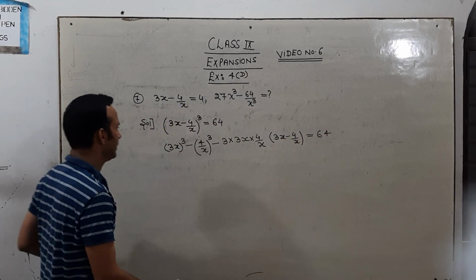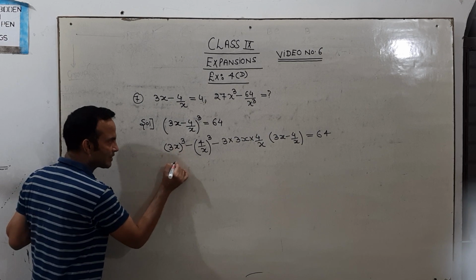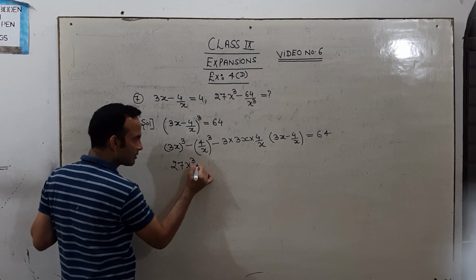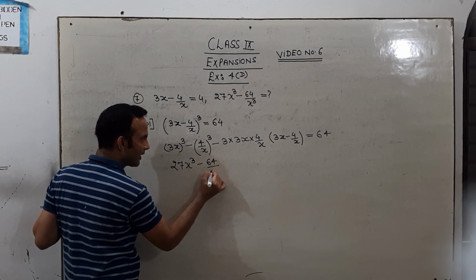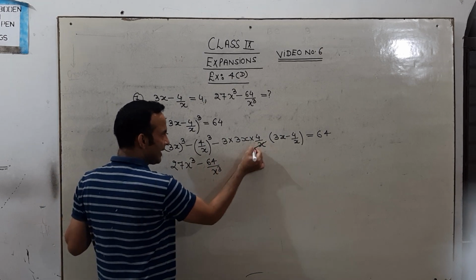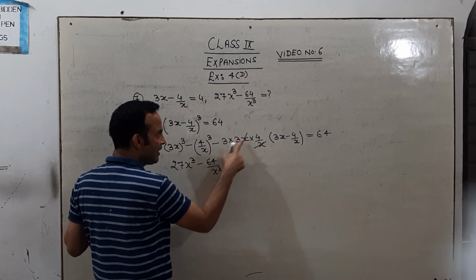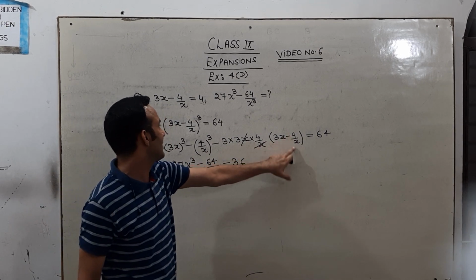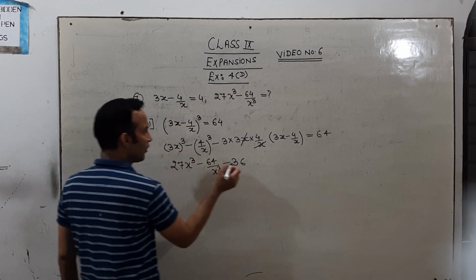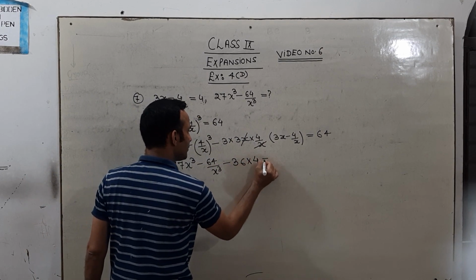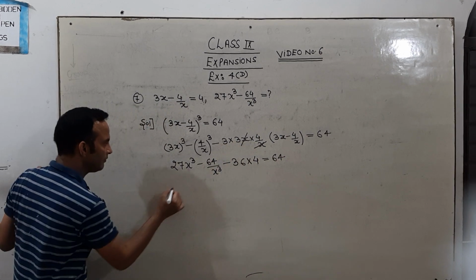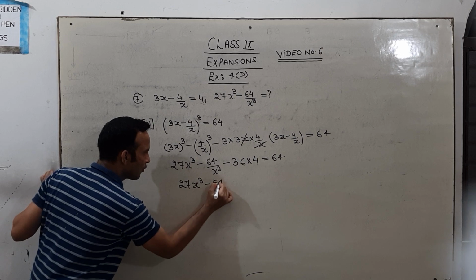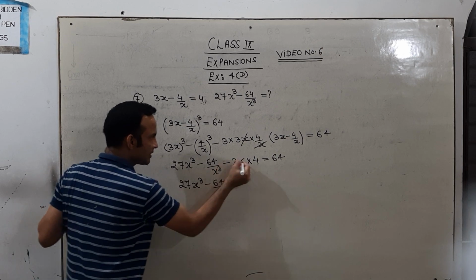64. Now see dear student. Cube of this portion is what? 27x cube. Cube of this portion is what? 64 upon x cube. x cancel. 3 3 are 9, 4 are 36. Multiplied with the value of 3x minus 4 upon x, which is what? 4, is equal to 64. 27x cube minus 64 upon x cube, this is what?